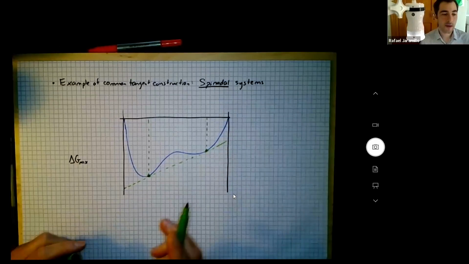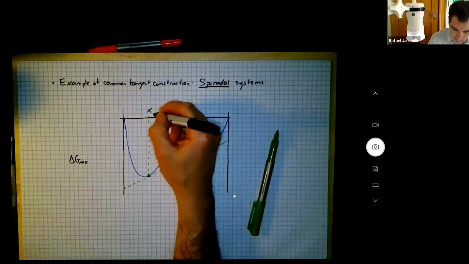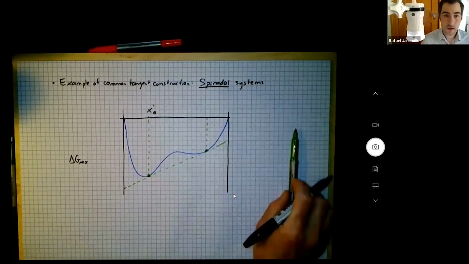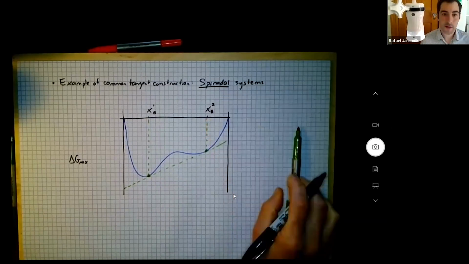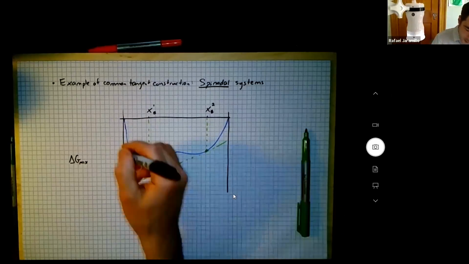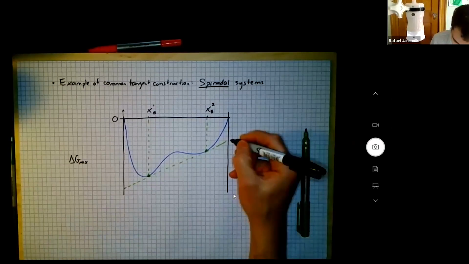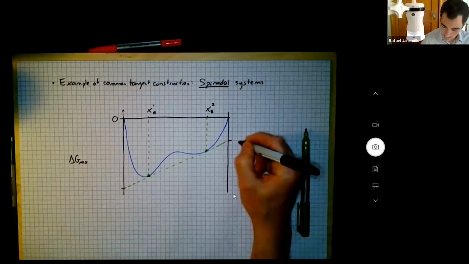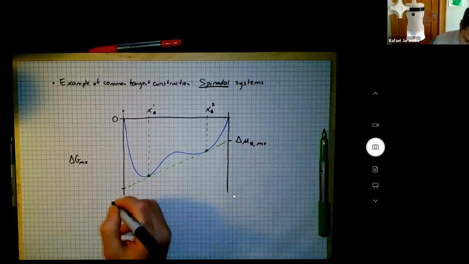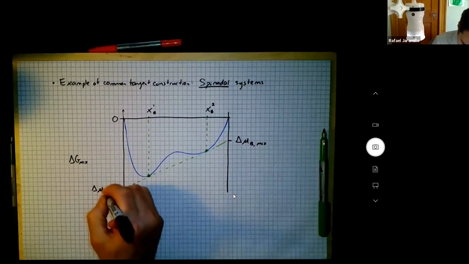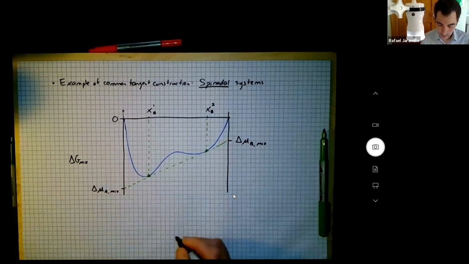And so let's note the composition of the system when it satisfies common tangent. Let's say we have X_B, we'll call that phase 1, X_B, we'll call that phase 2. The zero of the free energy of mixing is there. And these intercepts are delta mu B of mixing and delta mu A of mixing.